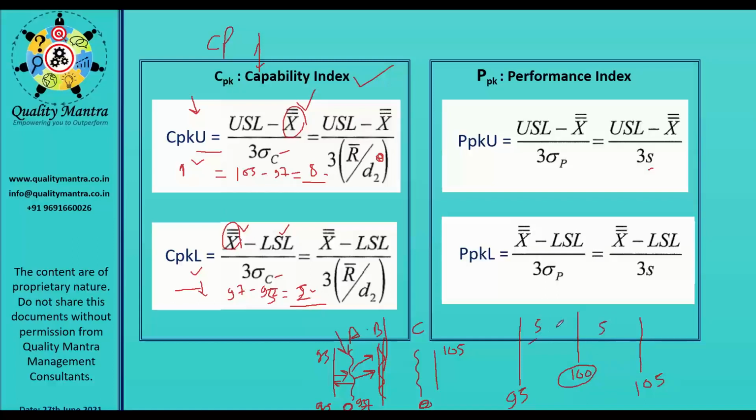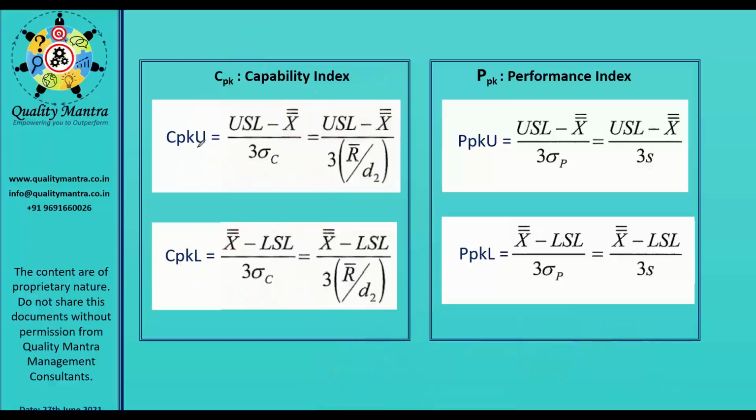So your numerator, USL minus X bar, where X bar is 100, is 5. X double bar minus 95, the LSL in case of CPKL, is also 5. So the numerator is the same, the denominator is also the same, so ultimately your output will be the same. When the process is at the center and the variation is very low, then you get the best value for the capabilities.